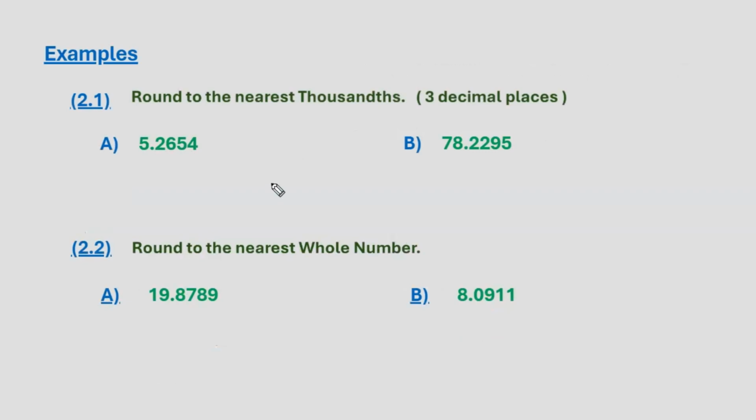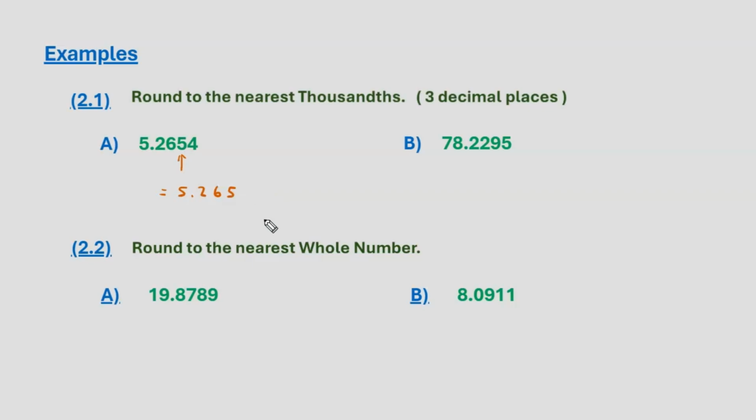Now we can look at a few more examples of rounding decimal numbers. So for 2.1a, we have to round to the nearest thousandth, which is 3 decimal places. Third decimal place is a 5. Next digit is number 4. As we've seen, this means we round down, which leaves the 5 as it sits. So to 3 decimal places, we have 5.265.